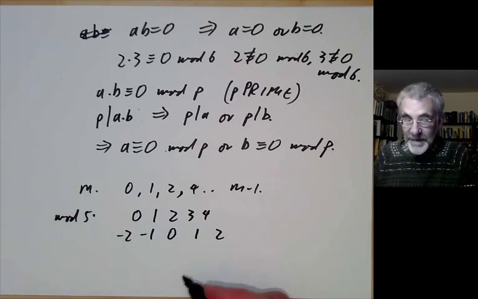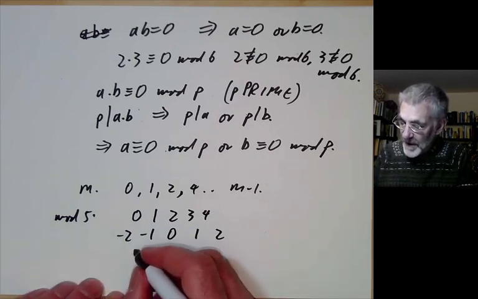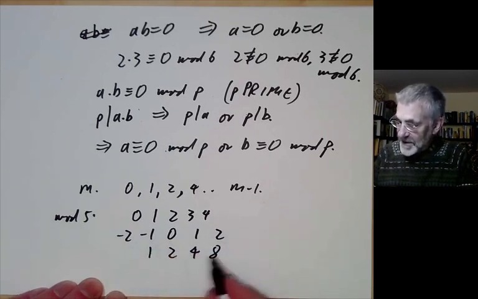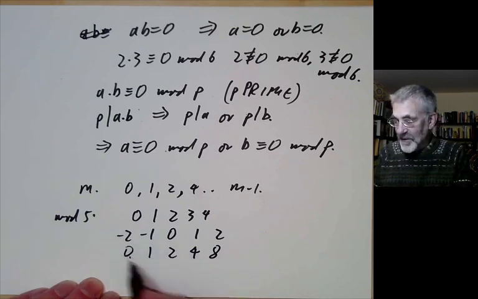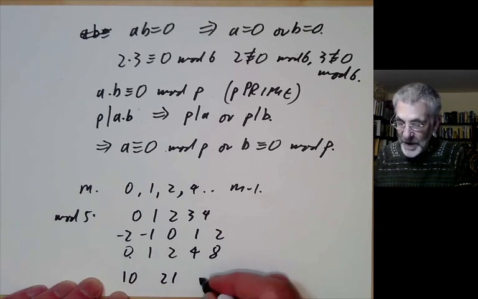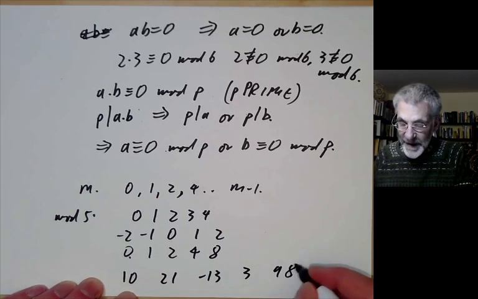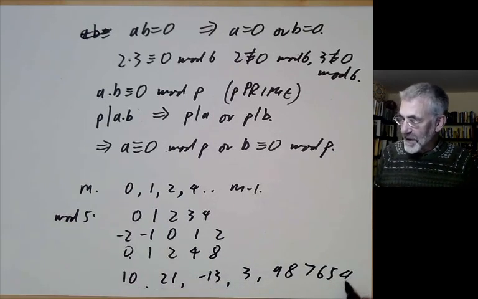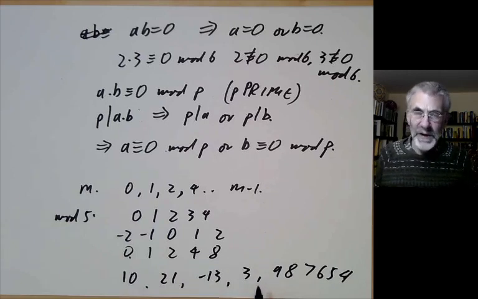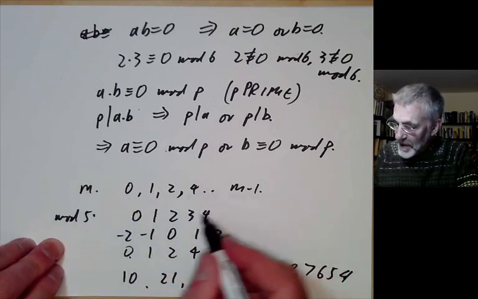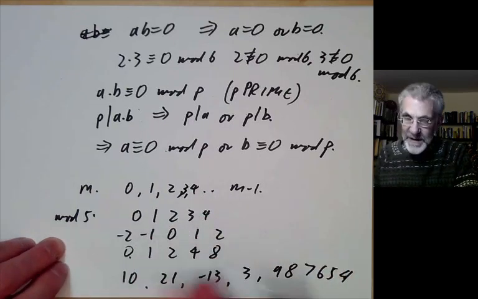Perfectly good choice. If we were really interested in powers of 2, we could take 1, 2, 4, 8 as our residue classes, except we also need to add in 0 because 0 isn't a power of 2. If we want to be really perverse, we could take 10, 21, minus 13, 3, and 9, 8, 7, 6, 5, 4 as our residue classes. I mean, it would be a kind of stupid thing to take this as a set of residue classes, but it would work. So the usual choice of 0, 1, 2, 3, 4, and so on is the most convenient one, but there's nothing really special about it.